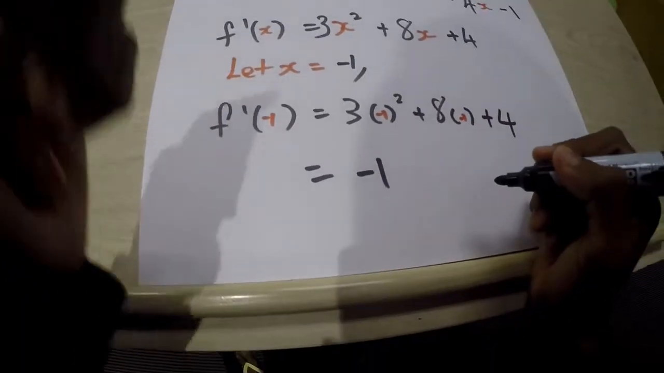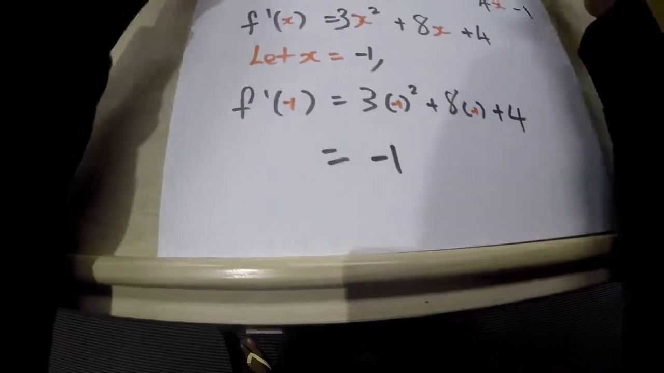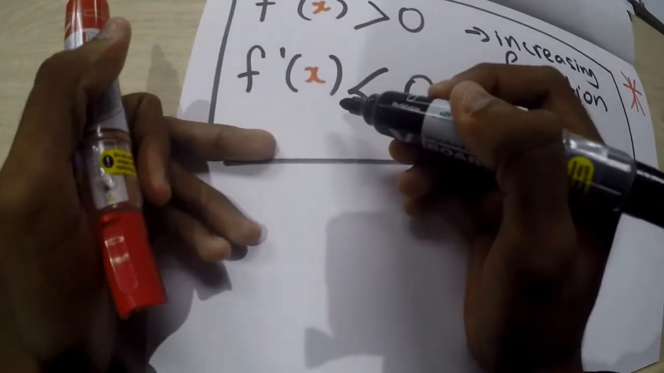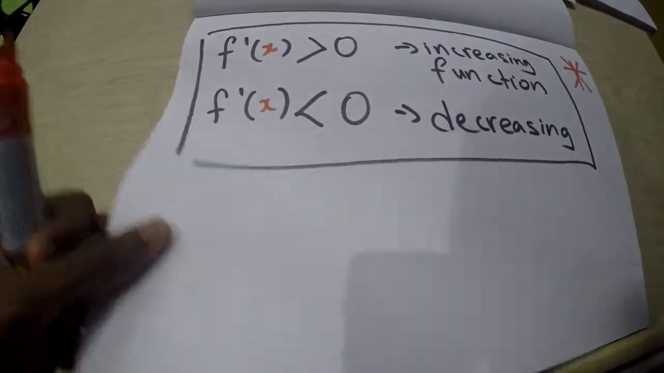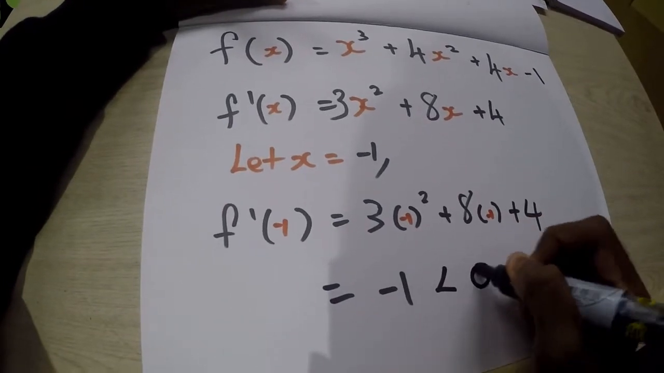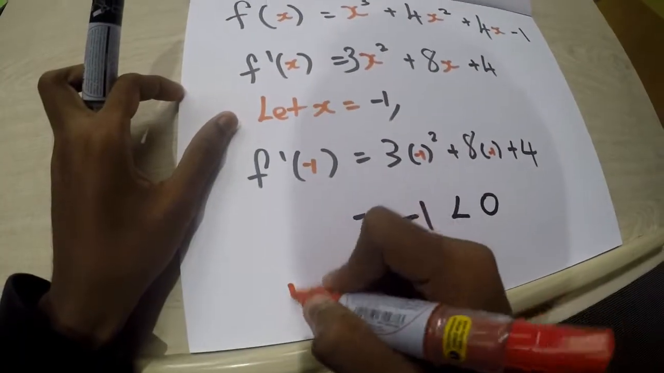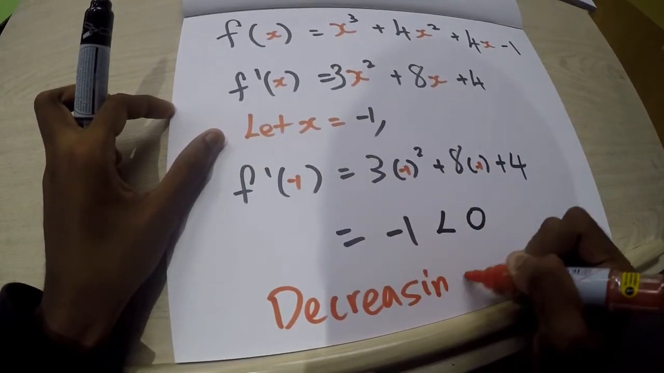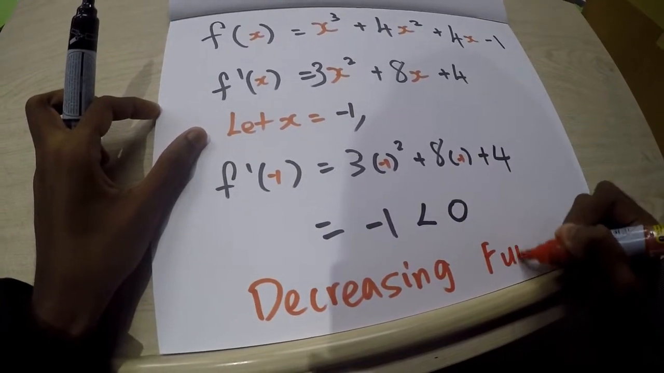Now you tell me, is it a positive or increasing function? Let me show you guys. From what we have learned, when f prime x is smaller than 0, it's a decreasing function. Therefore, f prime x is smaller than 0. It's a decreasing function.